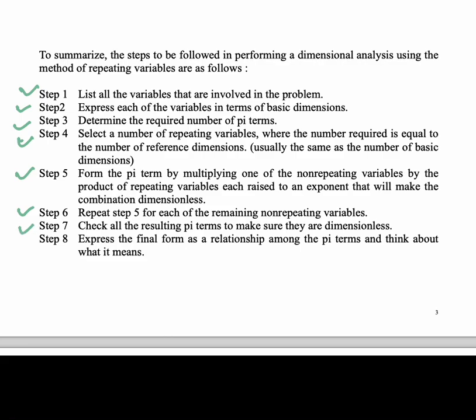Step number 7, check all the resulting pi terms to make sure they are dimensionless. And the final step is to express the final form as a relationship among the pi terms and think about what it means.